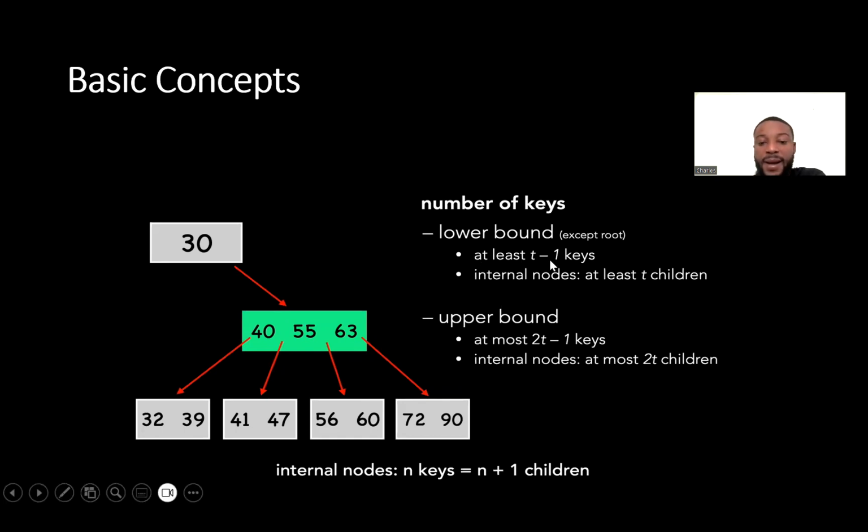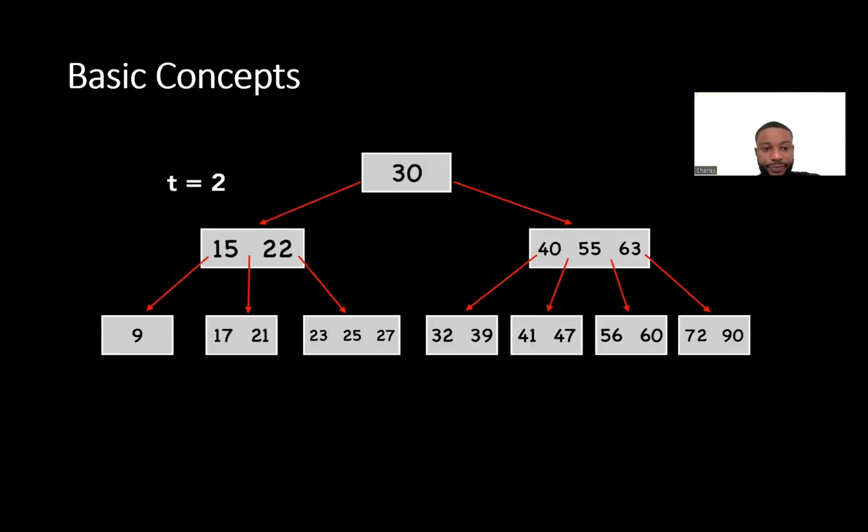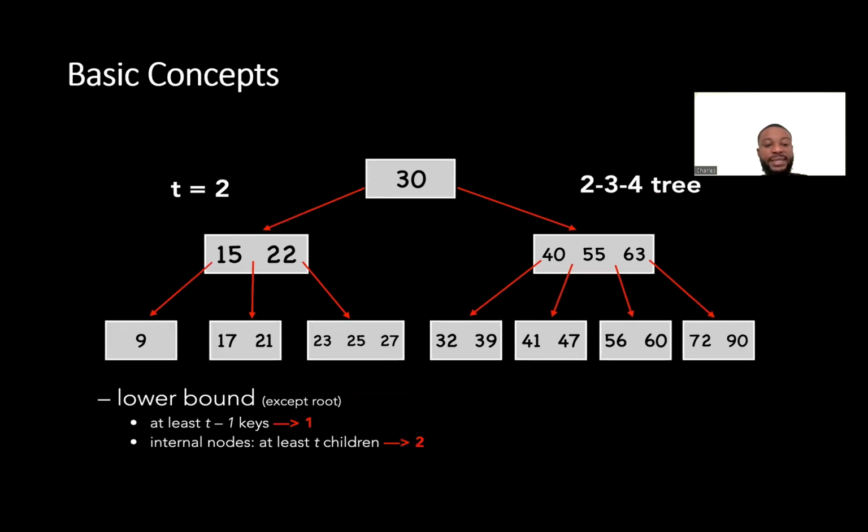The lower bound: every node should have at least T minus 1 keys. And the upper bound: it should have at most 2T minus 1 keys. This is the main concept we have to know. The internal nodes can have at least T children and at most 2T children. So let's look at an example where T is 2. Here we can see that it has at least 1 key, because the minimum number of keys is T minus 1, and it can have a maximum of 4 children.